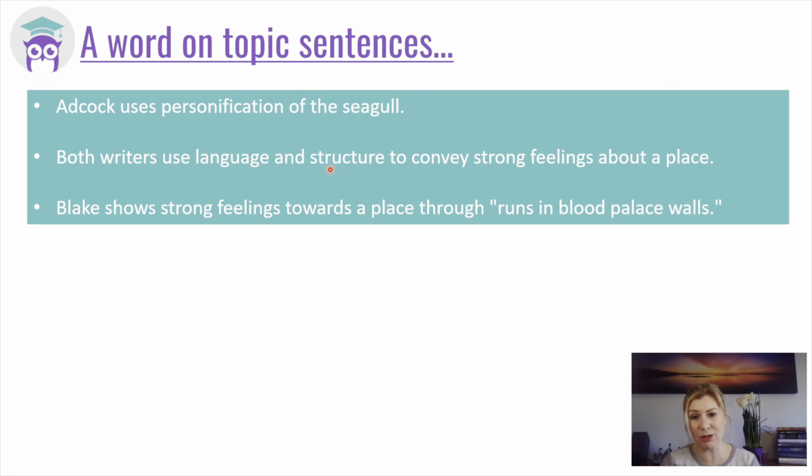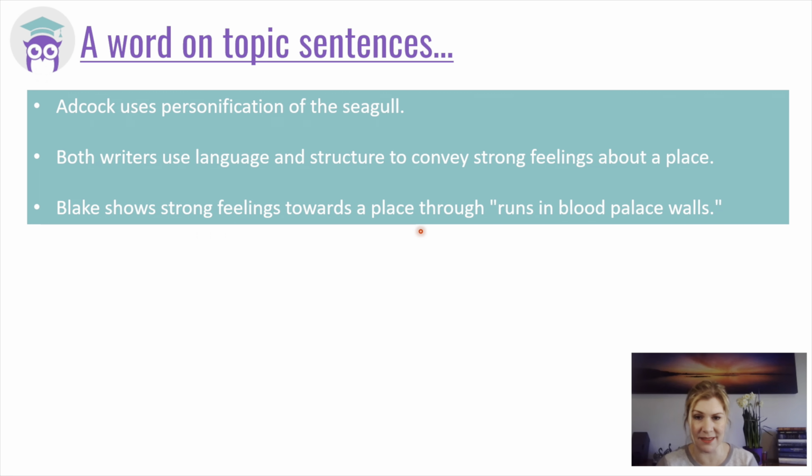And language and structure, I know that we always ask you to talk about language and structure, but we want specifics. Saying language and structure as part of your analysis or your topic sentence is kind of like saying the writer uses words and sentences. Well, of course they do. And then here is my other typical topic sentence that makes me go, urgh. Blake shows strong feelings towards a place. So same issue, very wishy-washy, through "runs in blood down palace walls".